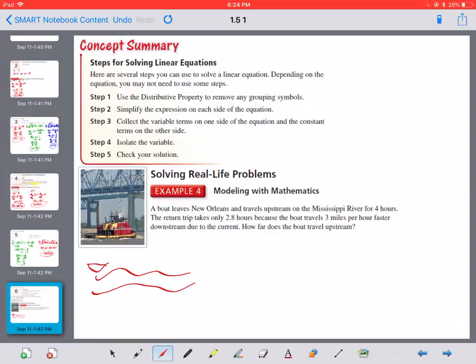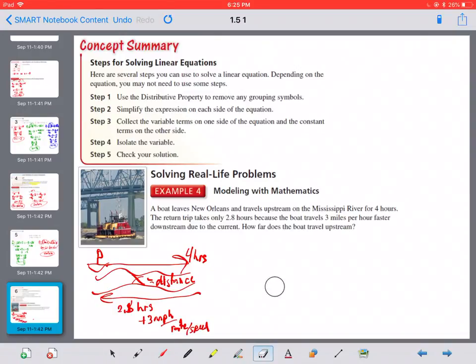So we know a boat travels upstream. So here's my stream. Here's my boat. Okay, it's a sailboat. It goes this way. It goes this far in 4 hours. This is a distance. And it comes back. It takes 2.8 hours. And it's 3 miles per hour faster. Miles per hour, that is a rate or a speed.